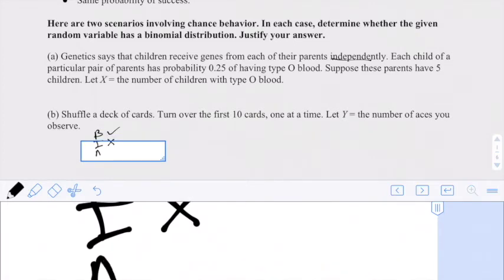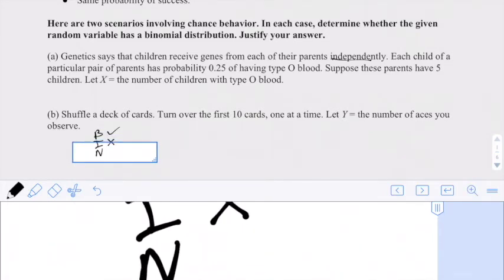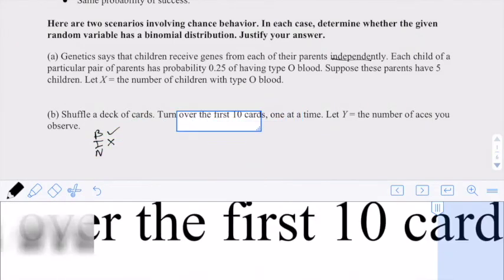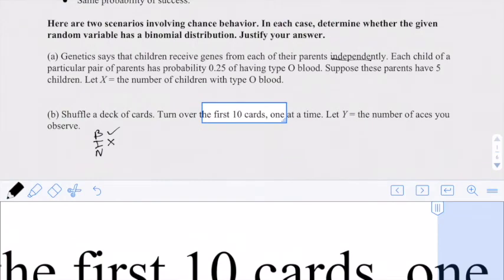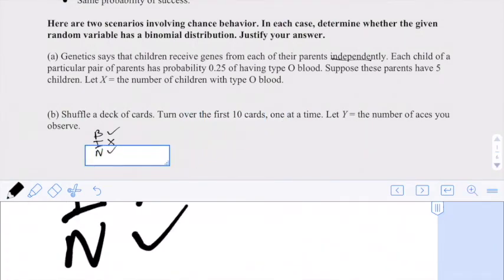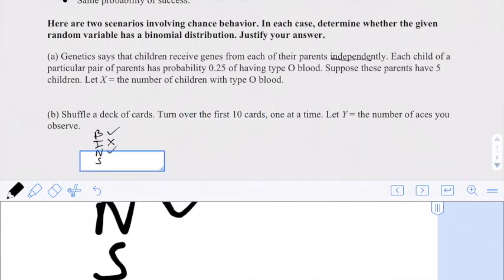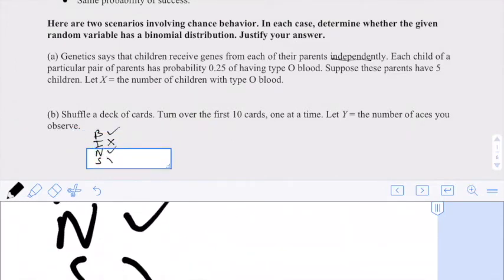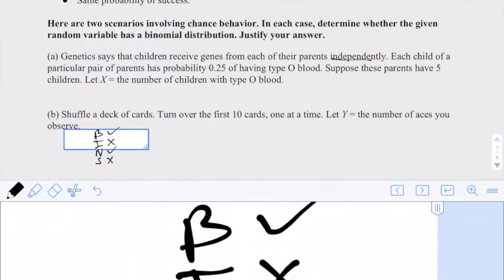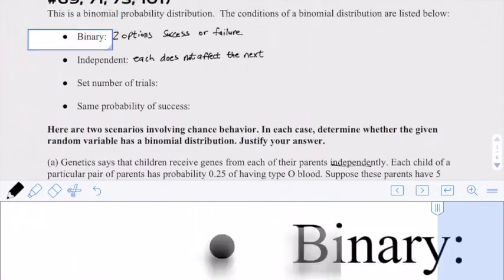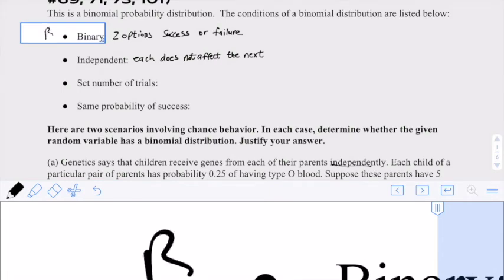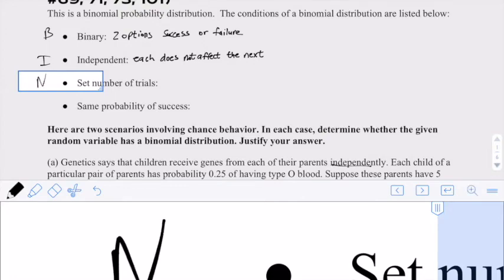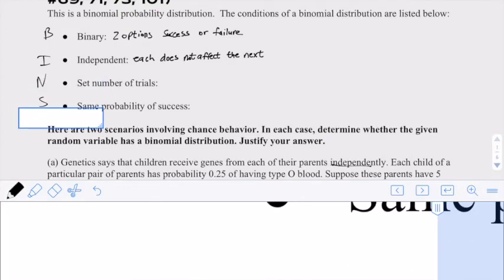Let's keep going. The number of trials, is there a set number of trials? Well, there's 10 cards. Yes, there's 10 cards, so 10 trials. So it meets that one. And S, the same probability of success for each trial. Well, that is the independence thing, so no. So you like my little acronym BINS? This is binary, independent, number of trials, and same probability of success.